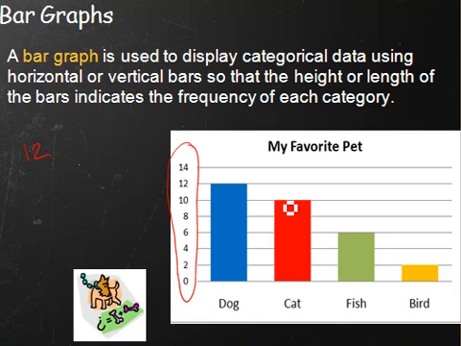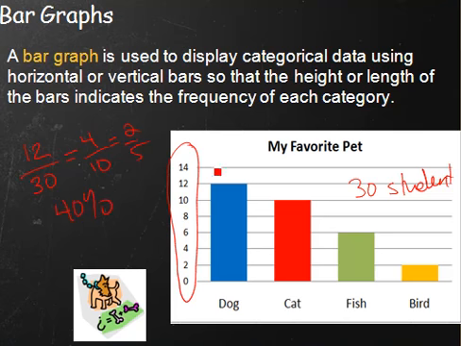by taking 12 plus 10 plus 6 plus 2 gives us a total of 30 students. Therefore, 12 out of 30, which is 4/10 or 2/5, which is also 40%. 40% of our students selected the dog as their favorite pet.